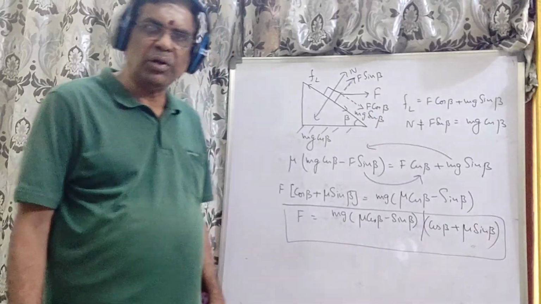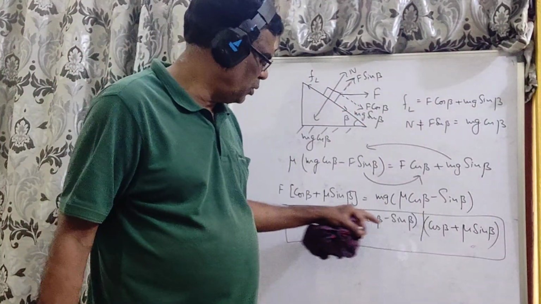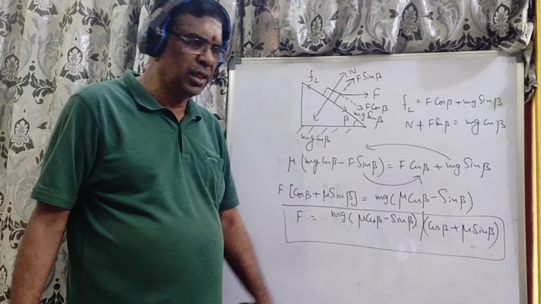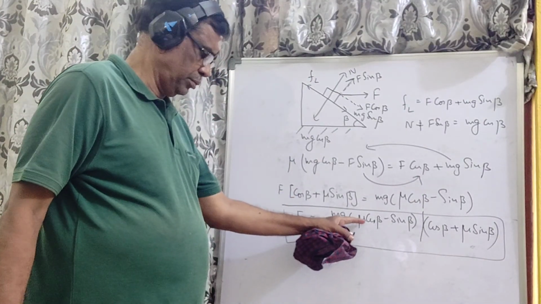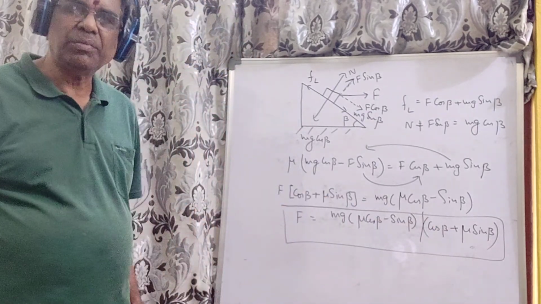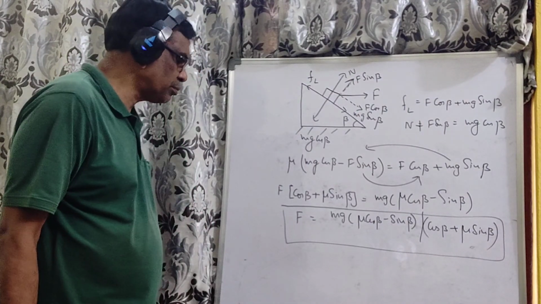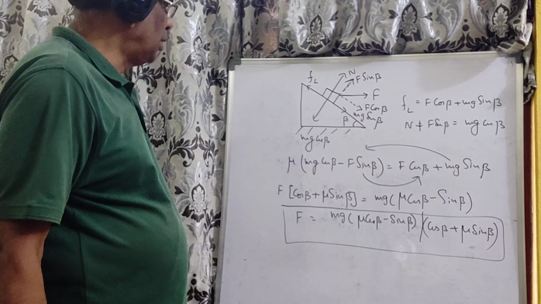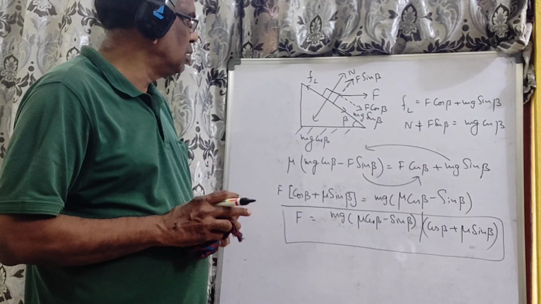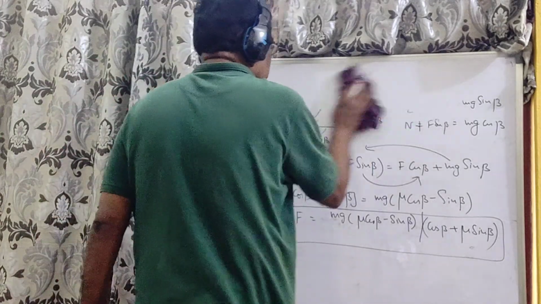This is the pulling force to just slide down the body because friction is very high. You can again, as before, divide numerator and denominator with cos beta. So you get mu minus tan beta upon 1 plus mu tan beta. Likewise, we are going to get that. Okay? This is how you have that pulling force. I hope this is clear to you.